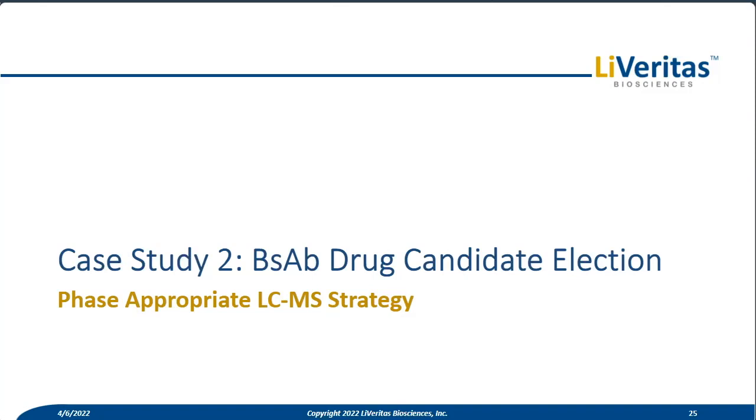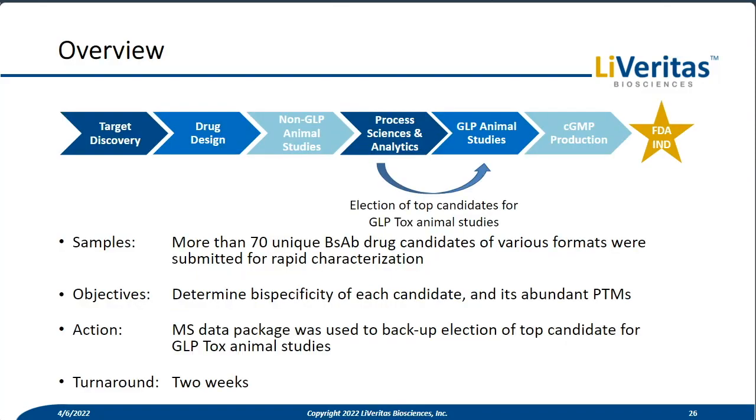So we were approached by an early stage biotech startup submitting more than 70 unique bispecific antibody drug candidates of various formats for rapid characterization. The main objective was for us to determine the bispecificity of each drug candidate. Bispecificity is an indicator of its purity and developability.